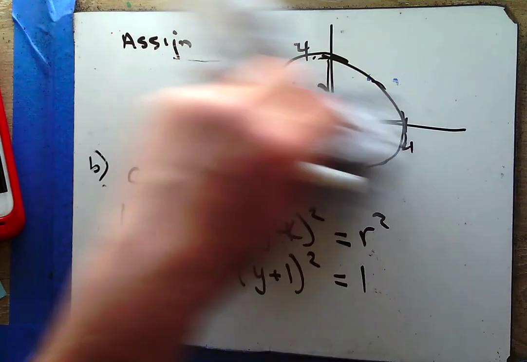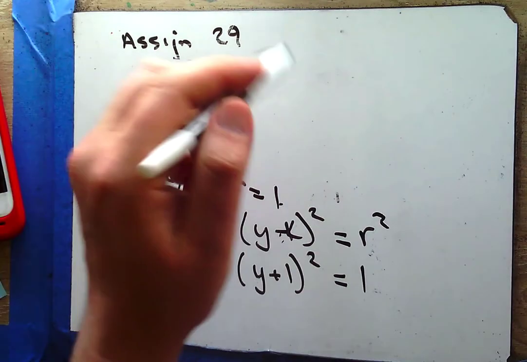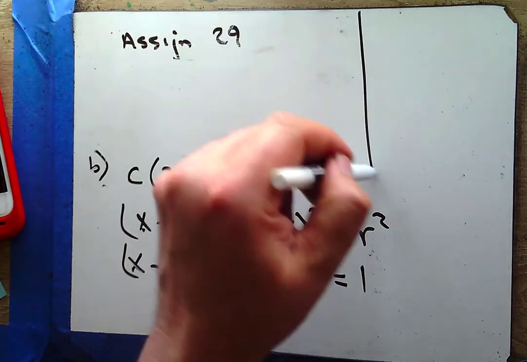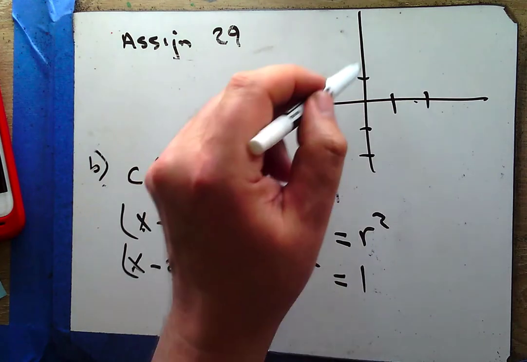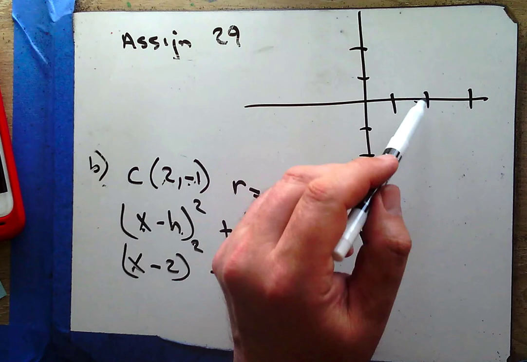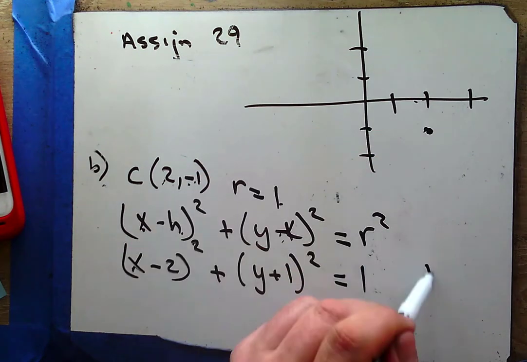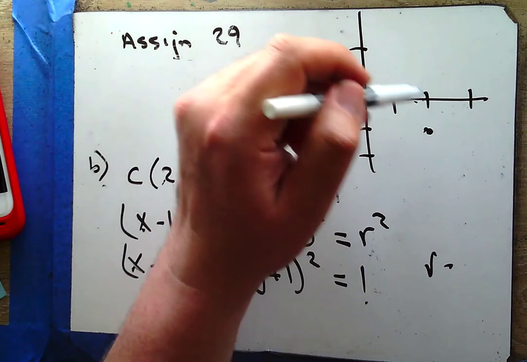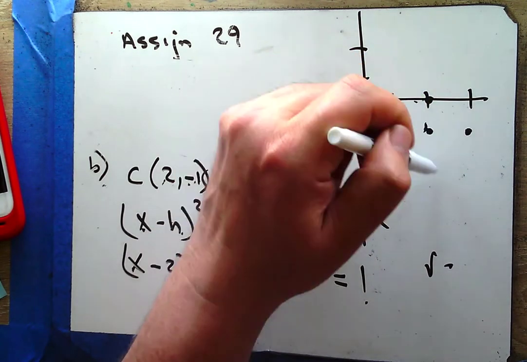Now what about its graph? Well, I'm going to start with negative 1, and I'm going to go, the radius is 1, I'm going to go 1 in each direction. Here 1, here 1, here 1, here 1.